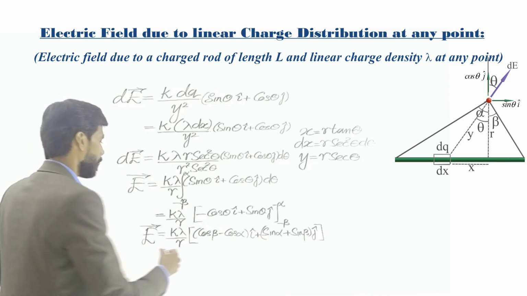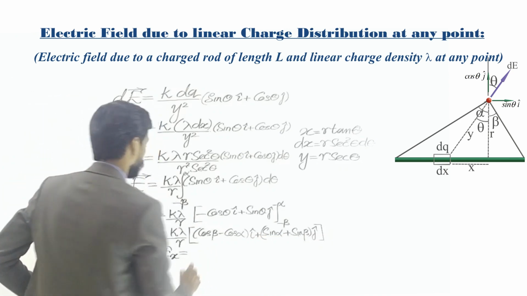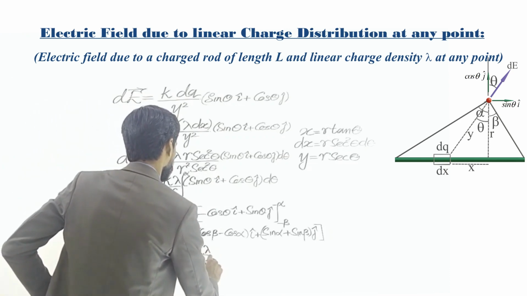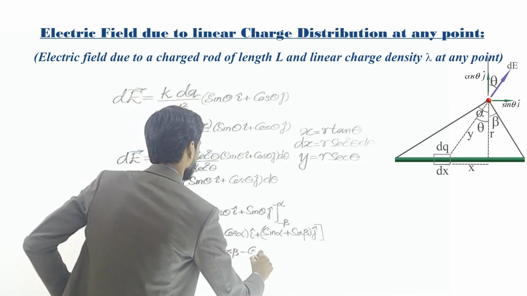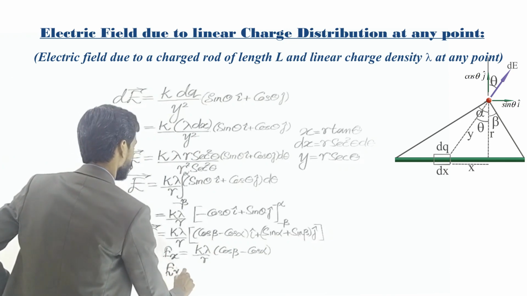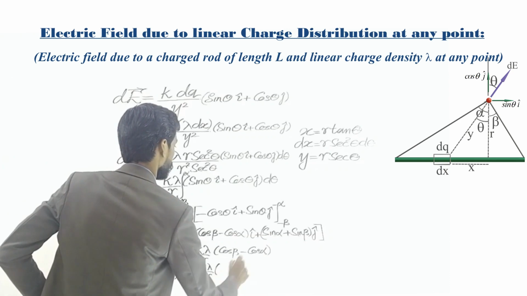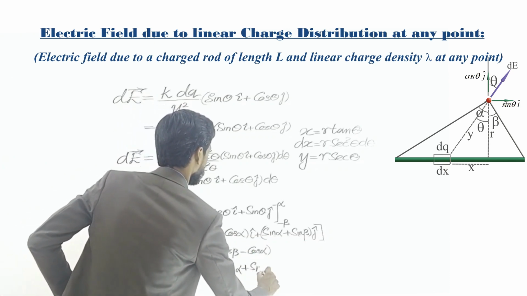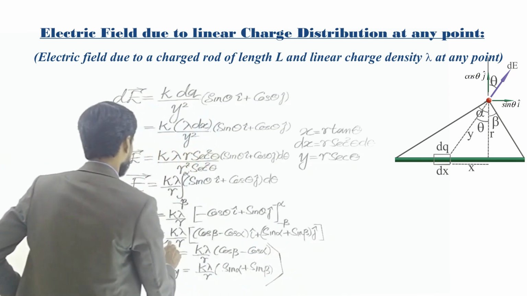If you want to write it separately, let me write it separately. Ex is the x component of the electric field. What is that? k lambda divided by r multiplied by cos beta minus cos alpha. And similarly, the y component of the electric field, Ey, equals k lambda divided by r multiplied by sin alpha plus sin beta. That's all. This is the formula that you have to remember.